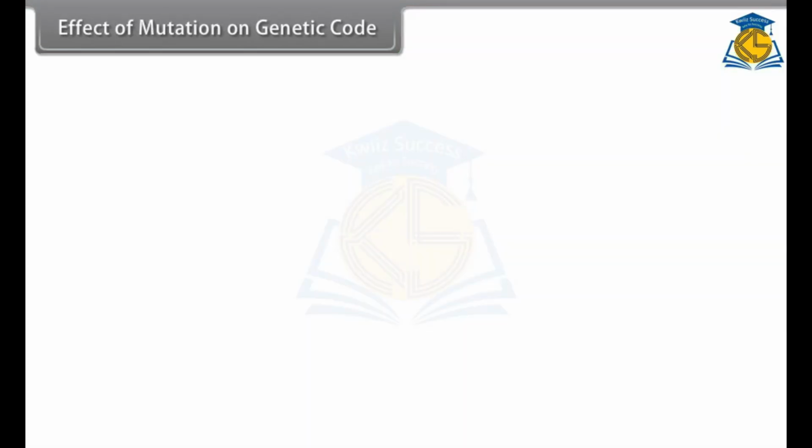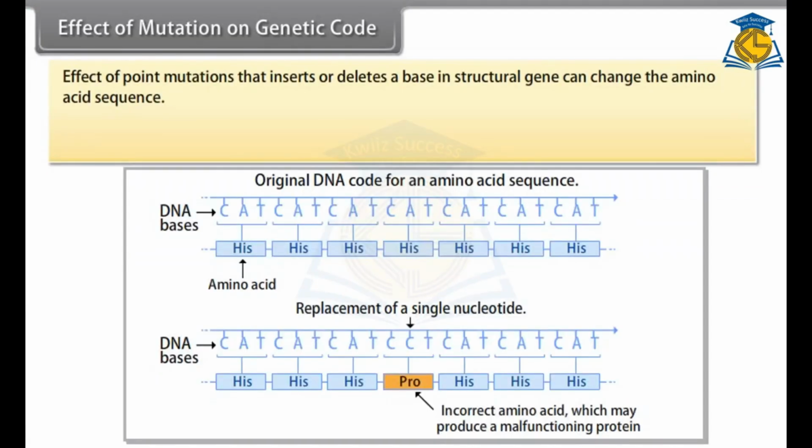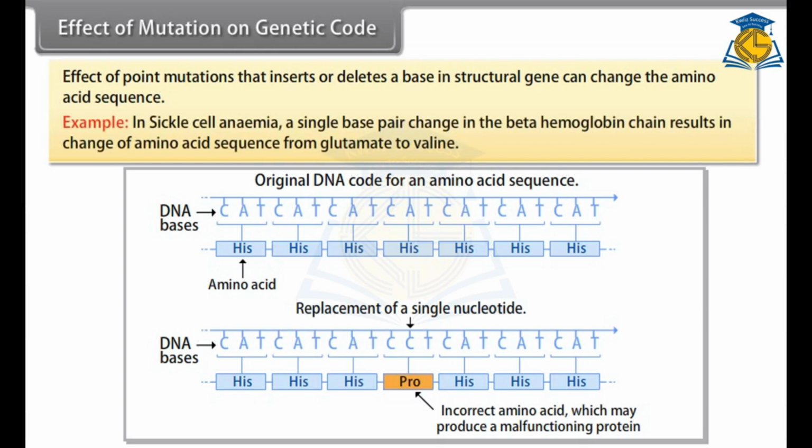Effect of mutation on genetic code. Effect of point mutations that insert or delete a base in a structural gene can change the amino acid sequence. Example, in sickle cell anemia, a single base pair change in the beta hemoglobin chain results in change of amino acid sequence from glutamate to valine.